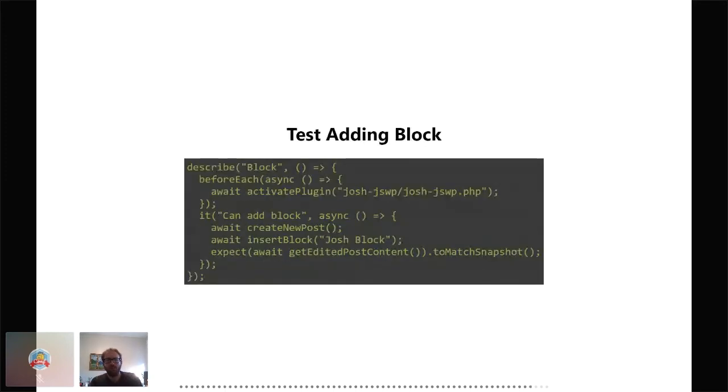Let's look at this. Before each one, we're going to activate the plugin. So again, none of this works if the plugin generates errors. And then we're going to tell it to create a new post. Then I'll take us there, and we're going to tell it to insert a block. And then I can just expect that the edited post content should have the default state of the block. I'll just commit a snapshot there. No need to get fancy with it or anything.